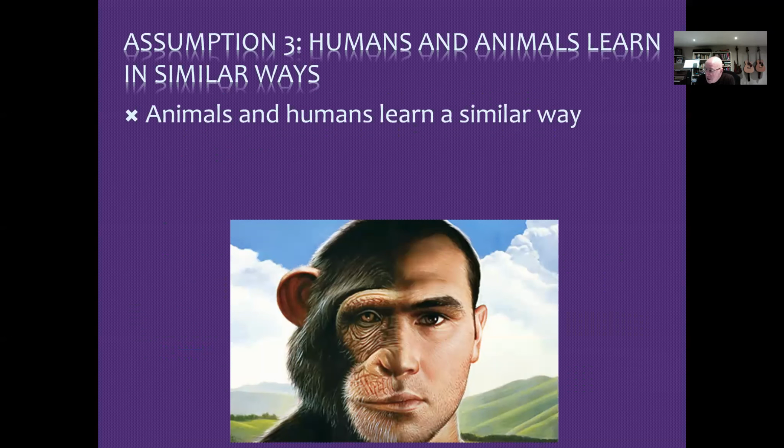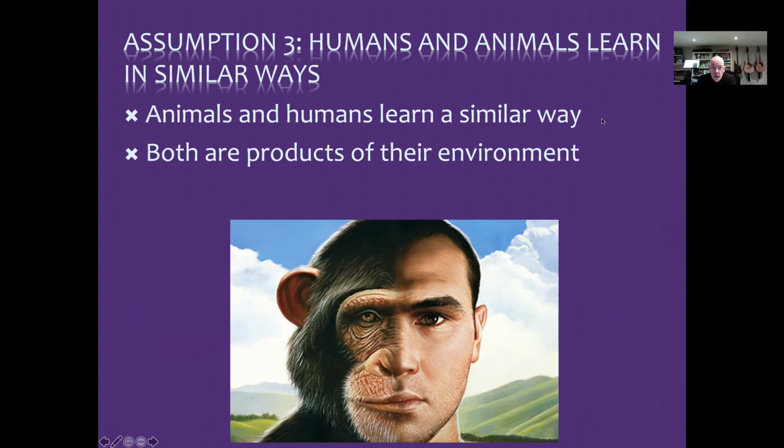We've looked at already a couple of examples. We've looked at conditioning, and we've seen that as far as conditioning goes, we can apply the same kind of rules to animals and humans. Another way that we can say that animals and humans learn in similar ways is that we both learn from our environment.